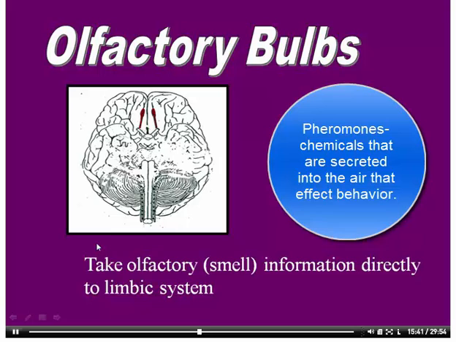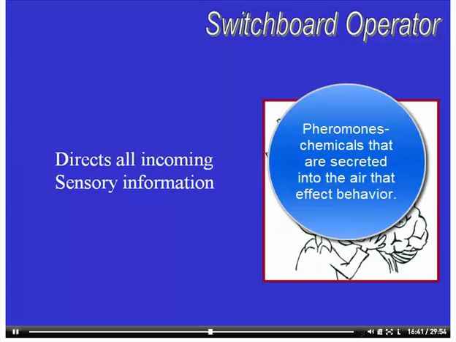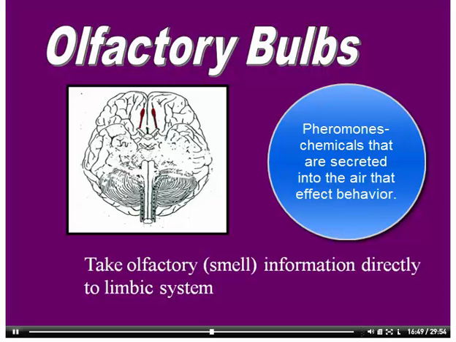So anyway, let's just review what I went over. We said that the thalamus is the part of the brain that directs all incoming sensory information except for the sense of smell. And then I talked to you about how the olfactory bulbs take the smell directly to the limbic system, which again, we haven't quite got to. That's going to be your emotional system, your amygdala, your hippocampus, and so your sense of smell goes directly to your survival instincts, your emotional instincts.